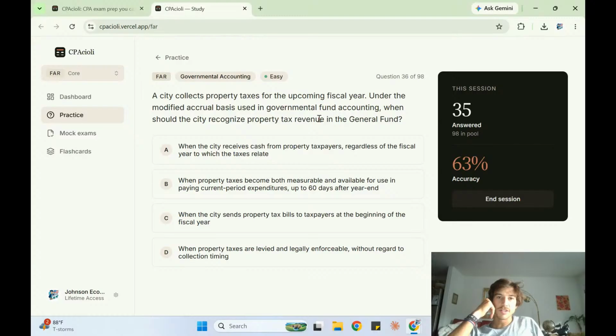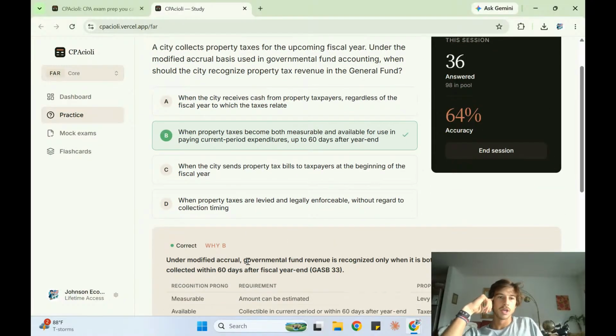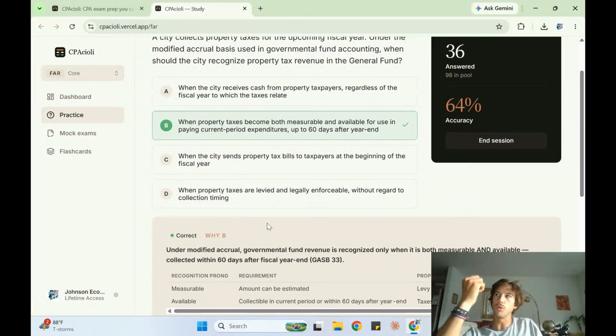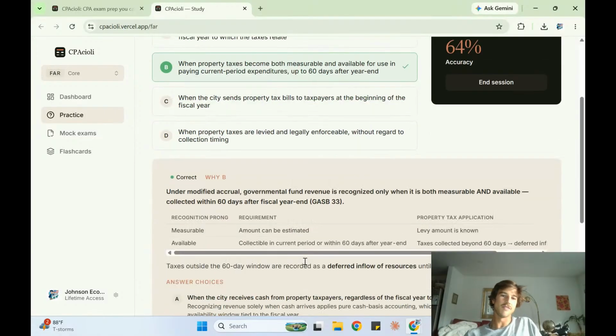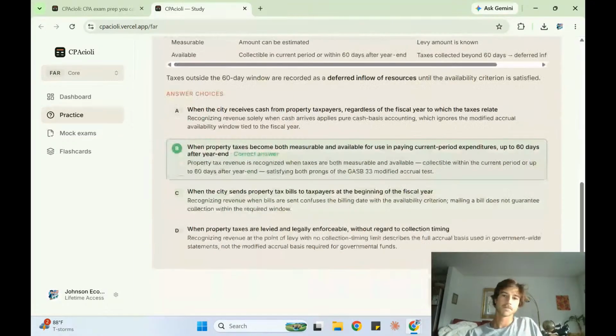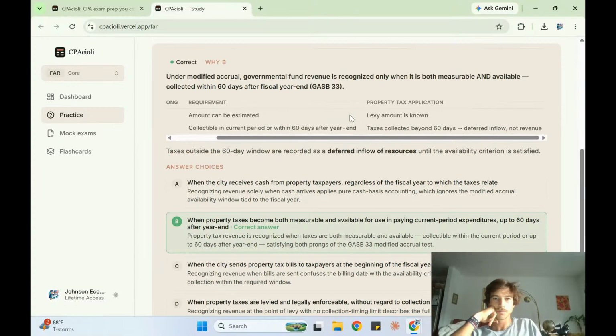City collects property tax for the upcoming fiscal year under the modified accrual basis. When should the city recognize property tax revenue in the general fund? Modified accrual, so I believe it's, yeah, should be that one. Accrual is different. Accrual is when it's earned, but modified accrual is when it's measurable and available for use up to 60 days after year end. Cool.